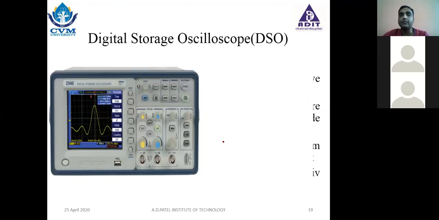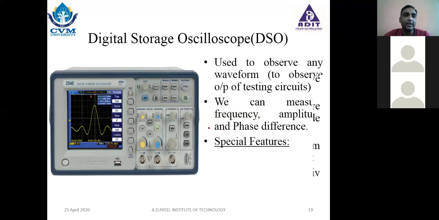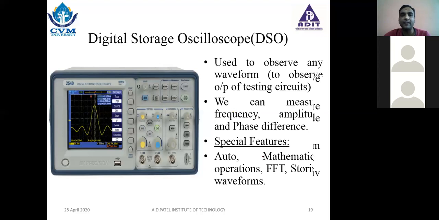Okay, the advanced version of the CRO is the digital storage oscilloscope. Now in CRO manually you have to set everything, but in DSO there is one facility which is called auto. It will auto set everything, and it will display your waveform in a very good manner. Definitely all the functions of the CRO are available. Other than that, you can do mathematical operations on the signal. You can find its frequency domain, that is called FFT, fast Fourier transform. And the main important thing is you can store the waveform in a pen drive or the internal memory.